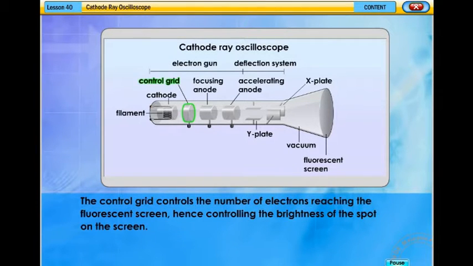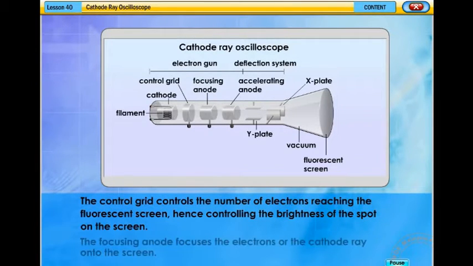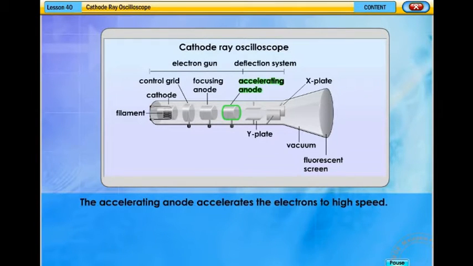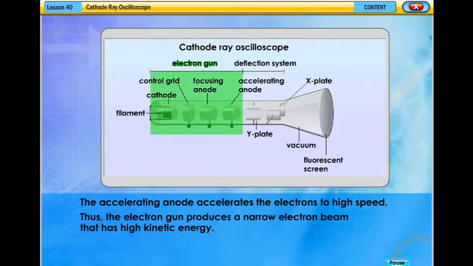The control grid controls the number of electrons reaching the fluorescent screen, hence controlling the brightness of the spot on the screen. The focusing anode focuses the electrons or the cathode ray onto the screen. The accelerating anode accelerates the electrons to high speed. Thus, the electron gun produces a narrow electron beam that has high kinetic energy.